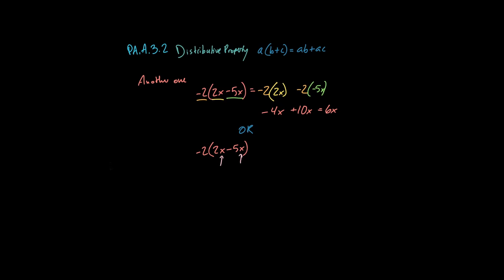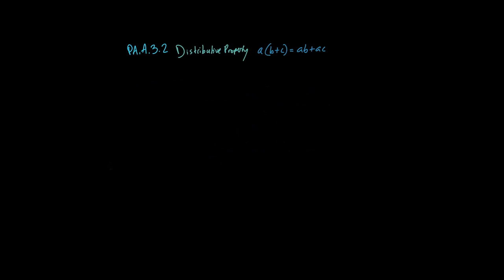Or you can, at the very beginning, add together the two things that have x, like we just did there, and you'd get negative 2 times 2 minus 5 is negative 3x. And then you do negative 2 times negative 3, and you get 6x. Different ways, same answer.